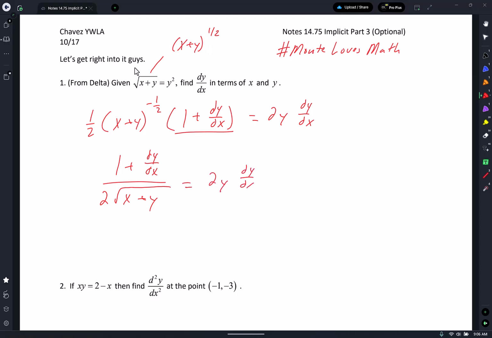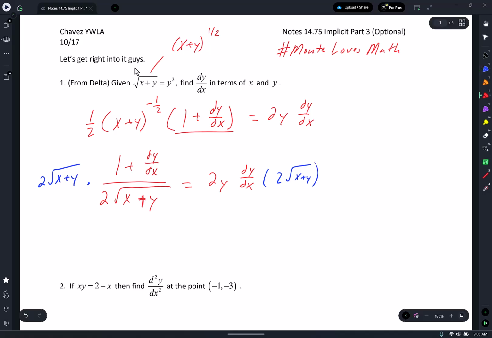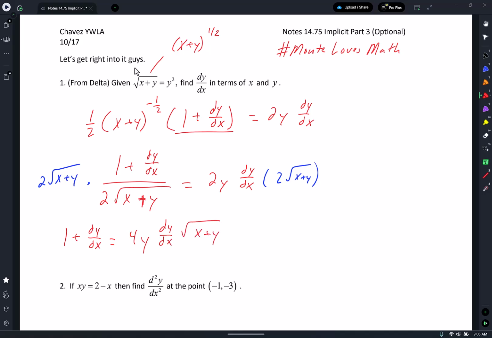Here's what I see right now. Are we still okay? Okay. So now, because I'm trying to solve for dy dx, I need to get rid of that denominator. That's a plus symbol right here. So I'm going to multiply it. Good job. 2 square root of x plus y. Whatever I do to one side, I do to the other. So now, here's what we're going to get. What is 2 times 2? So you probably want to put it in the front. So I'll write it right here: 1 plus dy dx equals 4y dy dx square root of x plus y.